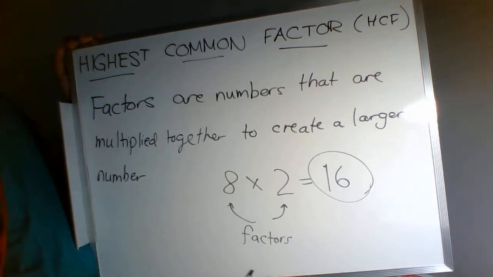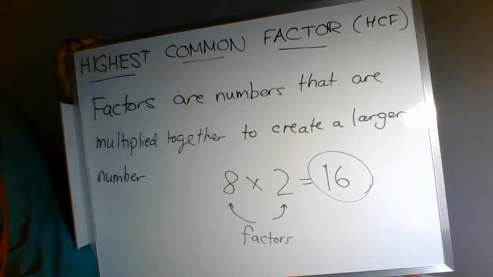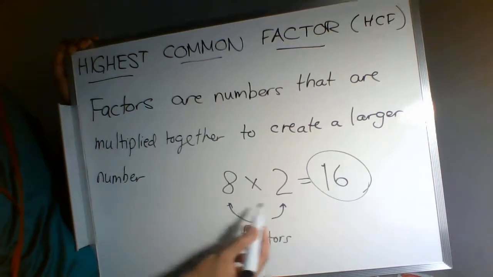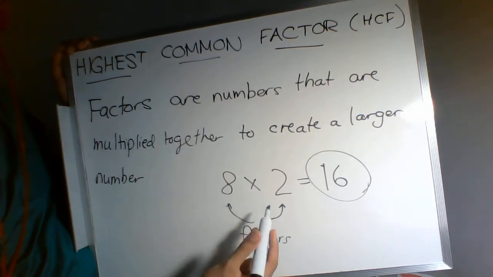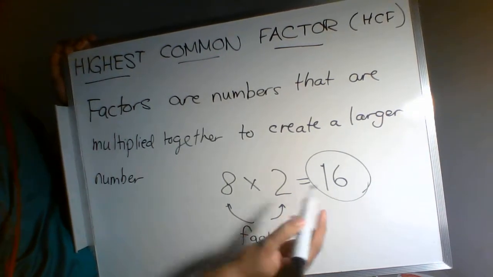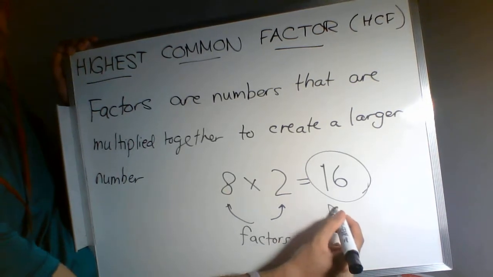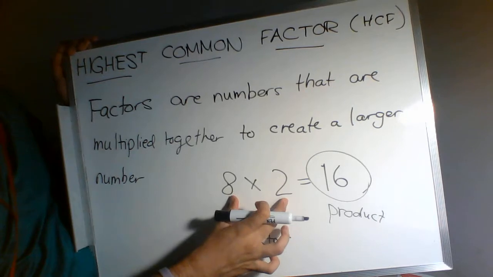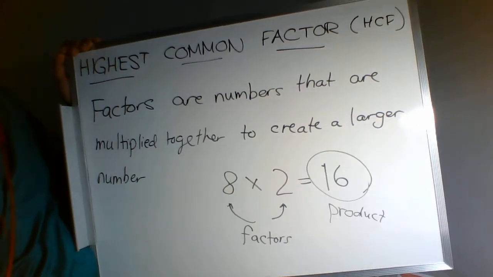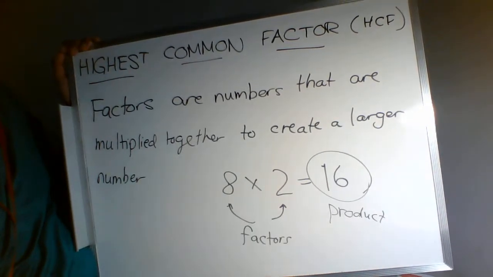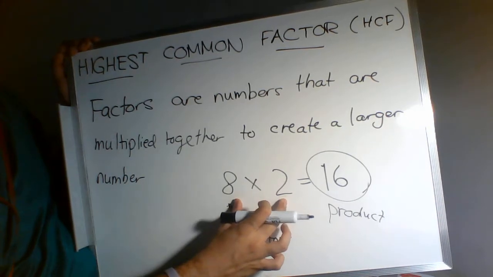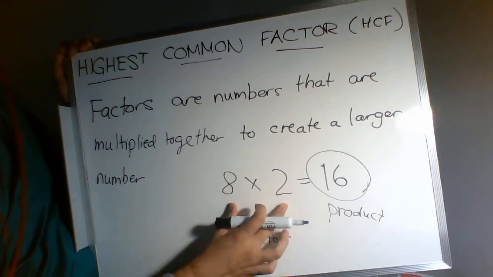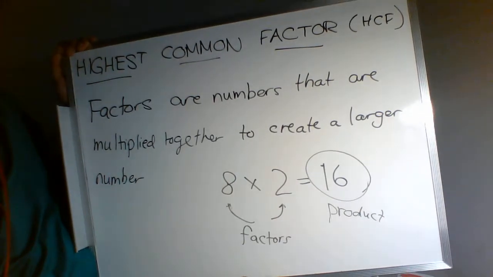Alright, so that's one way to think about factors, is that if you multiply two numbers together to get a larger number, then the numbers that you did multiply together are factors of the answer that you got. So this would be your product. So factors are the numbers that you multiply together to get a product. So if I asked you for the factors of 16, it's not only 8 and 2, we'll talk about that a little bit later, but 8 and 2 are both factors of the number 16.